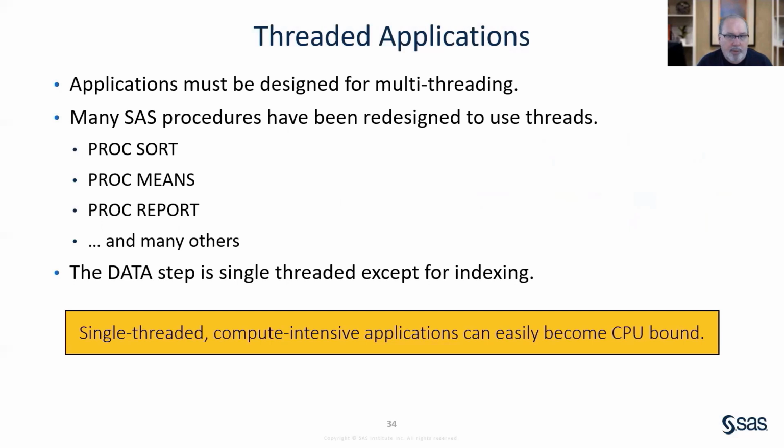SAS has been working on this threaded processing for years. All the way back into version 8 of SAS, we were doing things like proc sort, proc means, using multiple threads for things that are CPU intensive. Proc report and many others are indeed multi-threaded processes, but the data step itself is single-threaded, except for when you sort the data for indexing. And if you think about it, that kind of makes sense. The data step is instructions on what to do to an individual row of data. You'd expect that it would process single-threaded. And in a single-threaded environment, anything that we do that's compute-intensive can easily become CPU-bound.